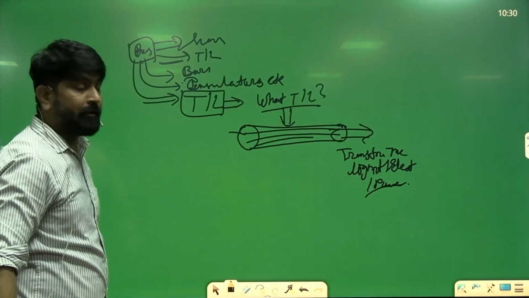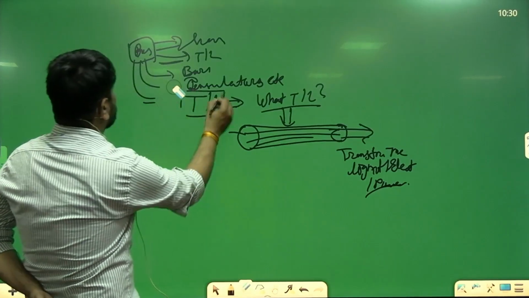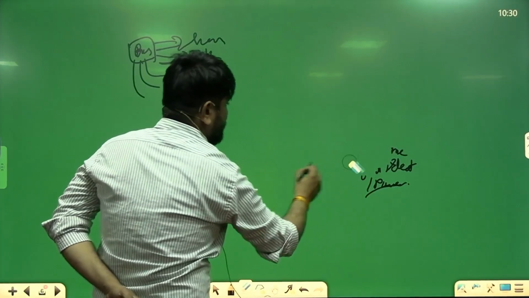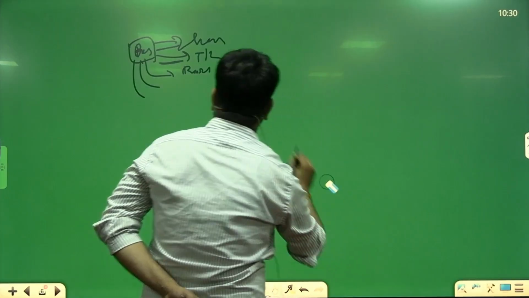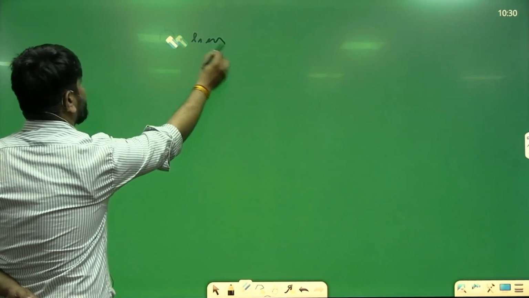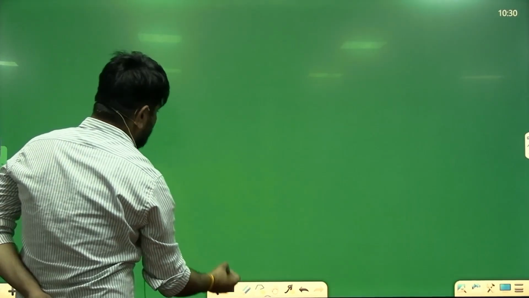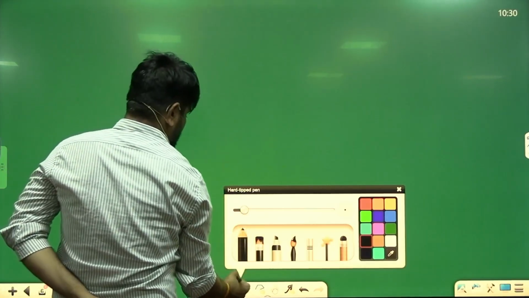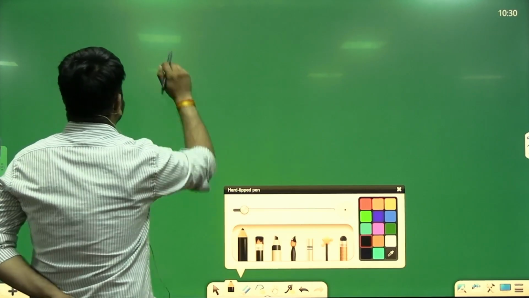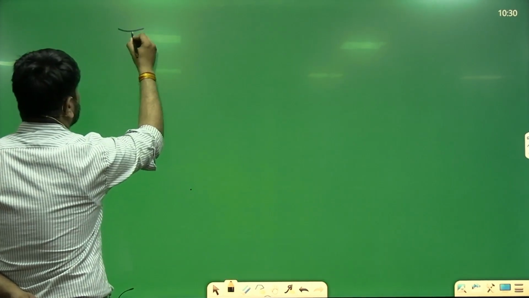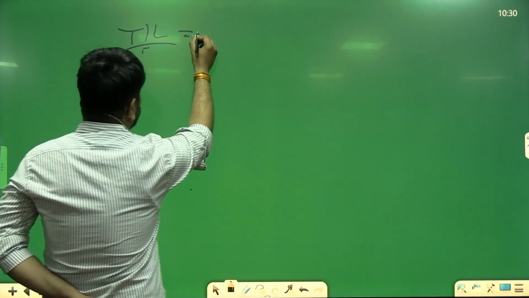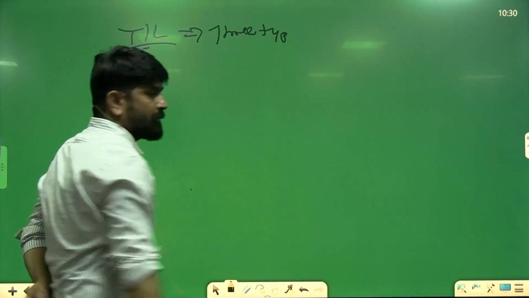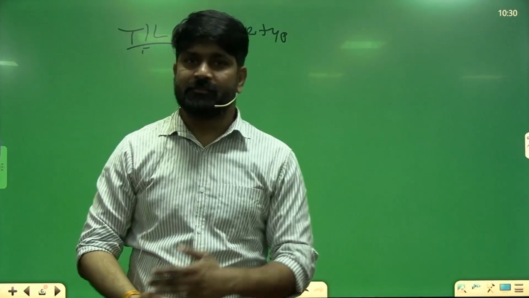Transmission lines are mainly of three types. We study the transmission line because we use it for transmission. The first type is the small transmission line.